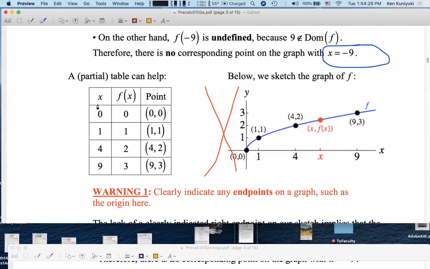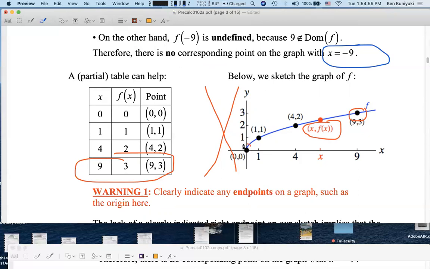So here's some good sample values of x to plug in because these are perfect squares. The square root of 0 is 0, so 0, comma 0 is on the graph. Over here, the square root of 9 is 3. The function value is 3, so that's our y coordinate. We want the point where x equals 9 and y equals 3. That's this point over here. In principle, we want to graph all points of this form, x comma f of x, where x is in the domain of f.